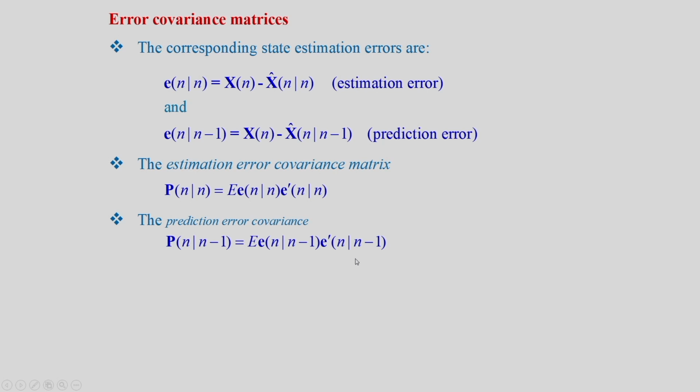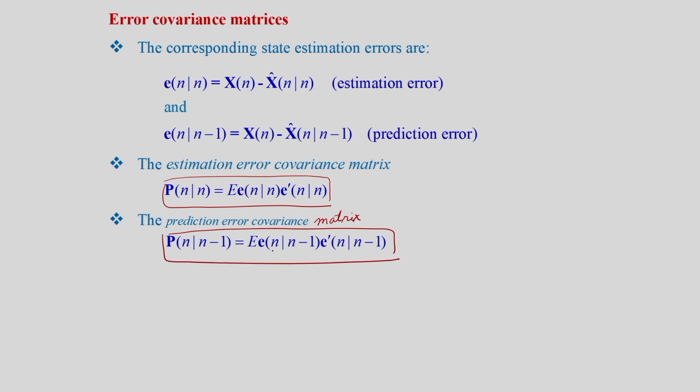So, we get the two covariance matrices: P of n given n, the estimation error covariance matrix, and the other, the prediction error covariance matrix. That is given by P of n given n minus 1, equal to E of e n given n minus 1 into e n given n minus 1 transpose, the prediction error vector into the prediction error vector transpose.